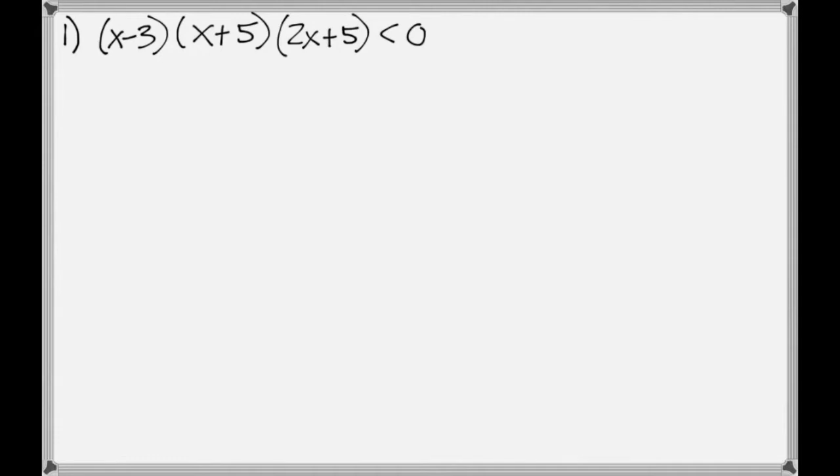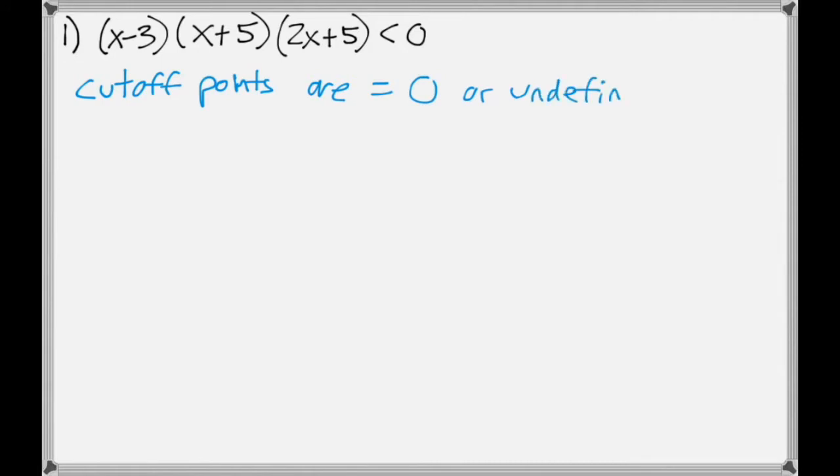These are where it's going to be equal to 0 or undefined. So the cutoff points on my number line are where this equation is equal to 0 or undefined. If I were to just set this equal to 0, it's already been factored, so each of the individual factors, I can just worry about those.